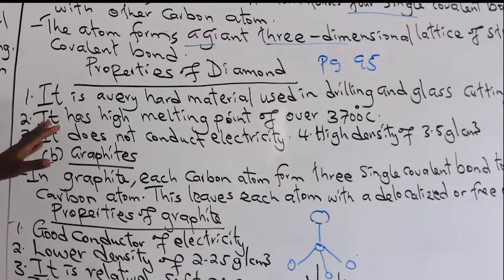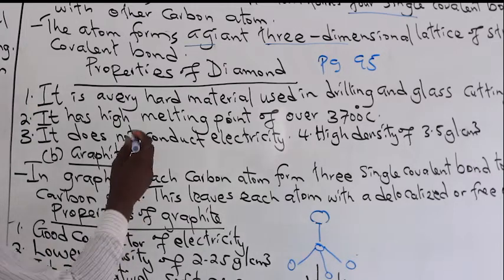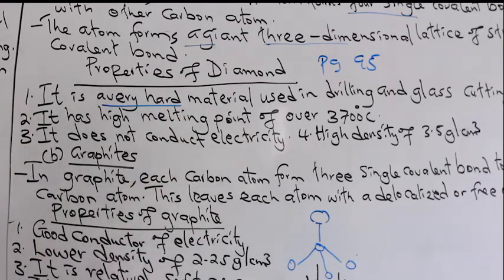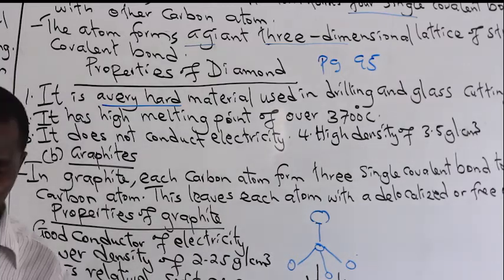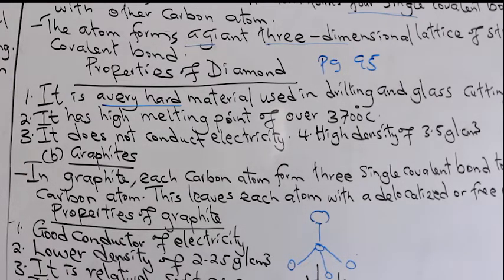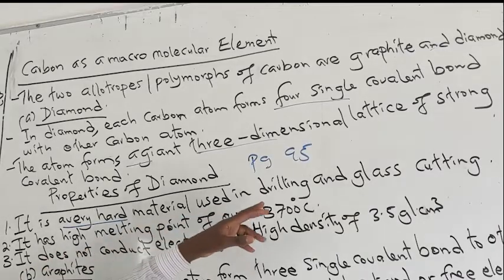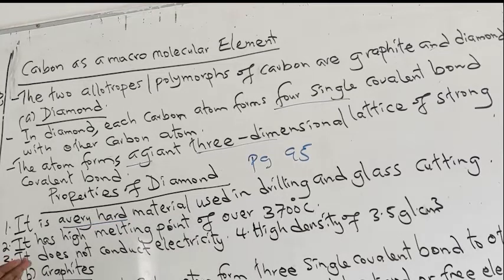The property number 1, it is very hard. The word hard means it cannot break easily. Now, in this case, diamond is used to make some cutting equipment or drilling equipment. The property that makes it to be used is that it is a very hard material, so it cannot break very easily. So when we want to make some glass cutting equipment, we use diamond.